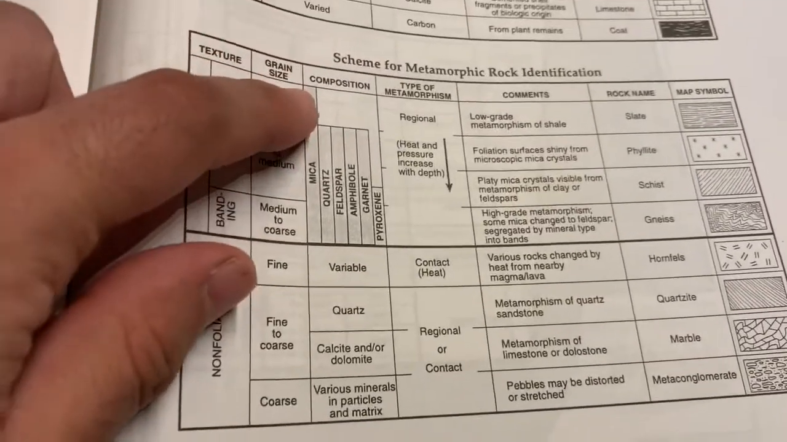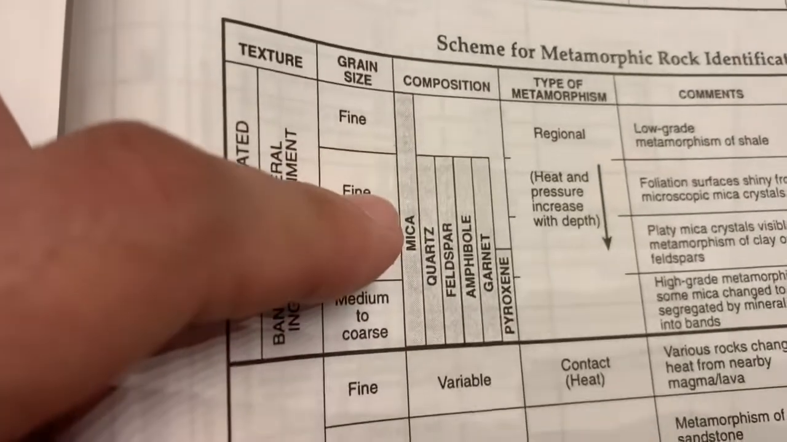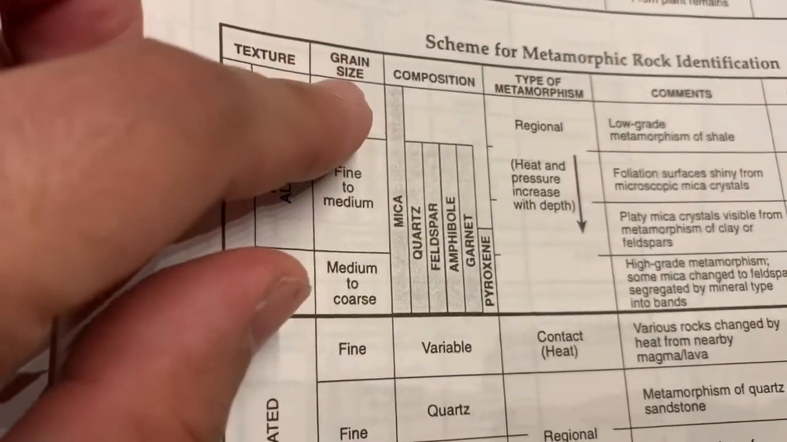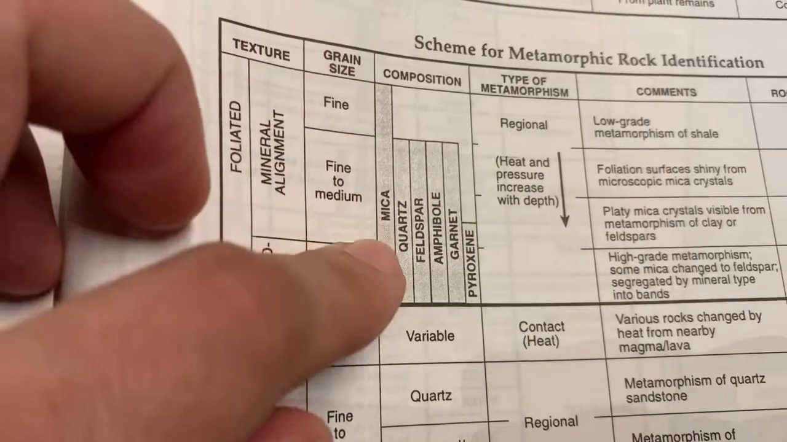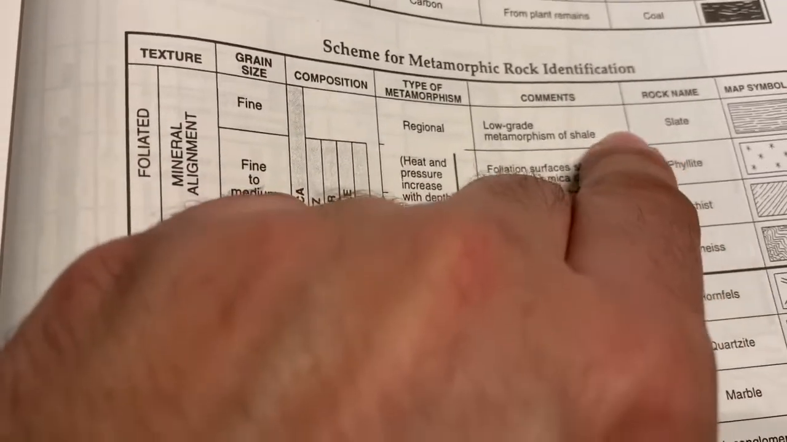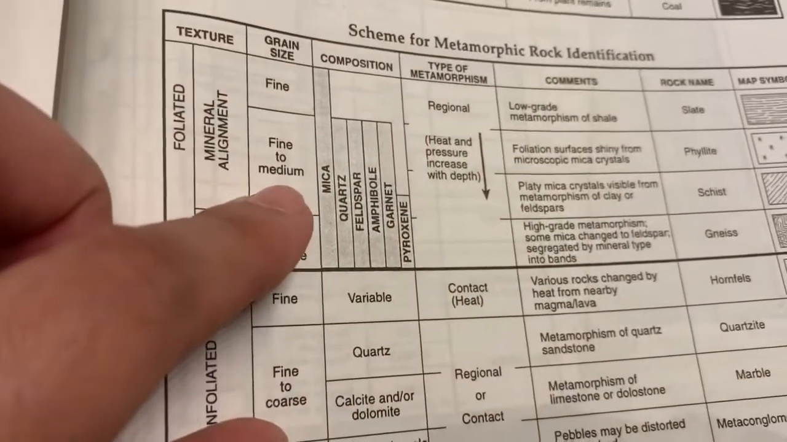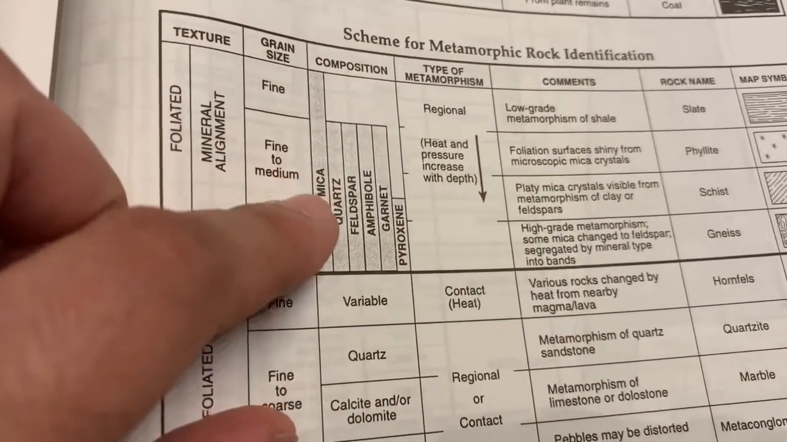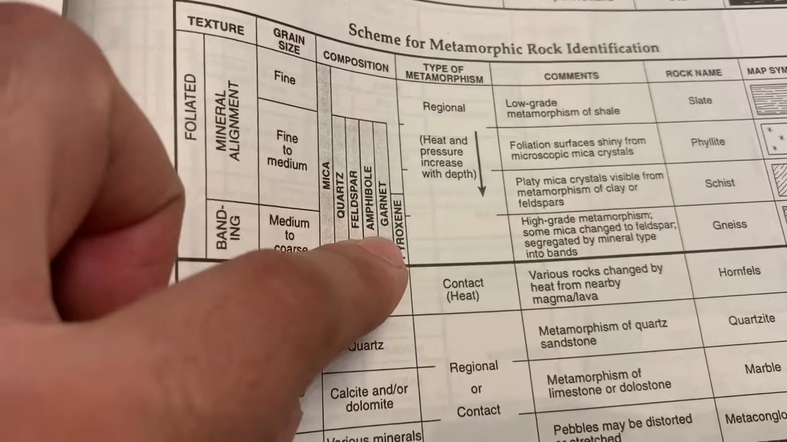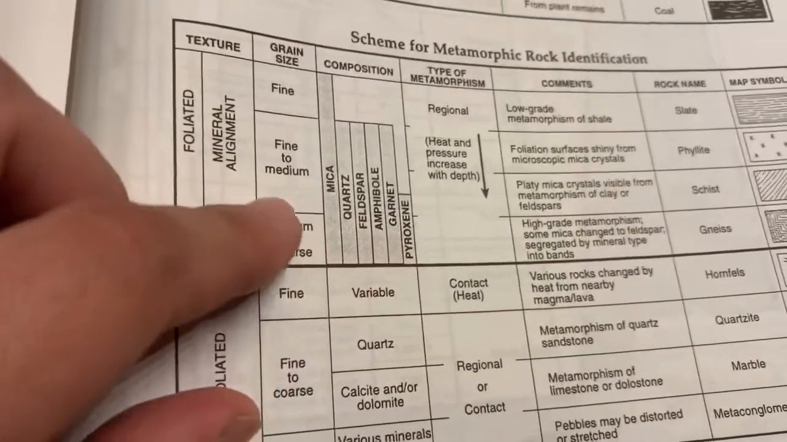The composition here, okay, this is an important one to pay attention to, so I'll zoom in on this a little bit. Okay, if you look here, these are the different possible minerals that could be inside any of the rocks that are named over here. We'll go through that in a minute. But when you're looking at this, you see you've got mica, quartz, feldspar, amphibole, garnet, pyroxene. We've talked about all these, but it's really important that you pay attention.